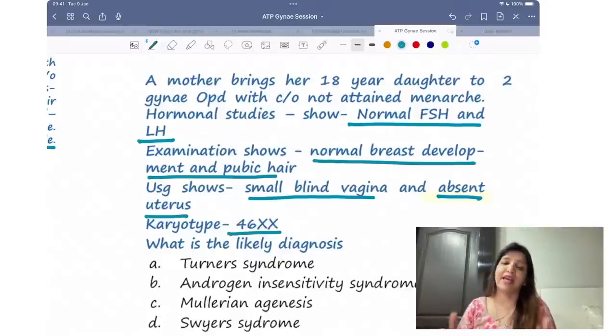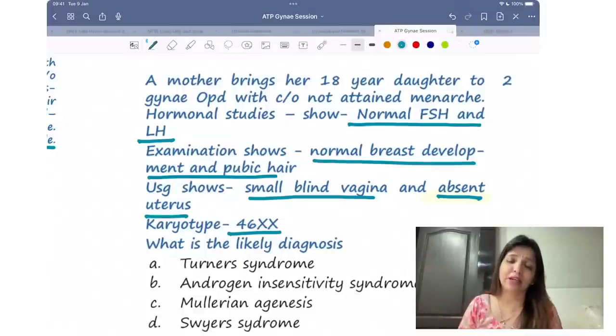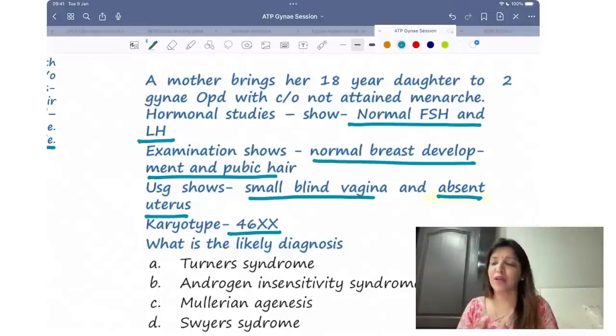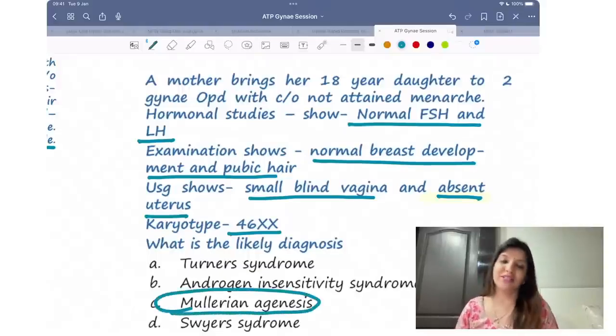Karyotype 46XX. Absent uterus, 46XX का मतलब है Mullerian agenesis. As I told you, Mullerian agenesis में LH, FSH, everything would be normal. In case of Mullerian agenesis, breast development will also be normal, pubic hair will be normal. In androgen insensitivity syndrome, breast is well developed, pubic hair is not well developed. ठीक? So answer is Mullerian agenesis.